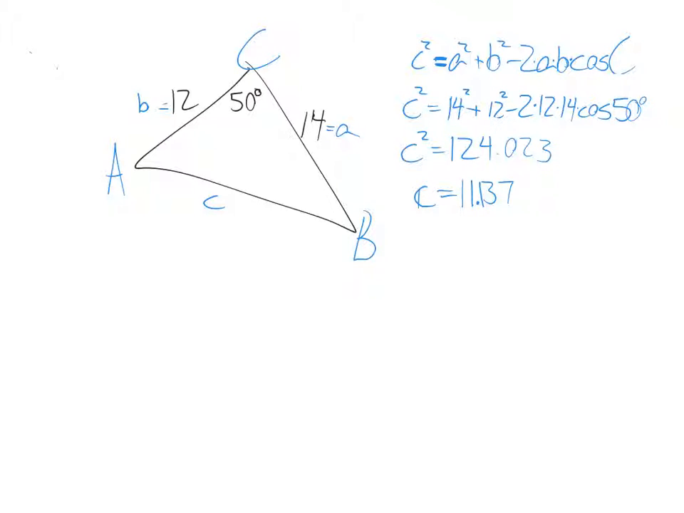So we've got this, you're just plugging right into your calculator. You have 196 plus 144 minus whatever that equals. All of that totaled up is 124. Square root that and you get 11.137.